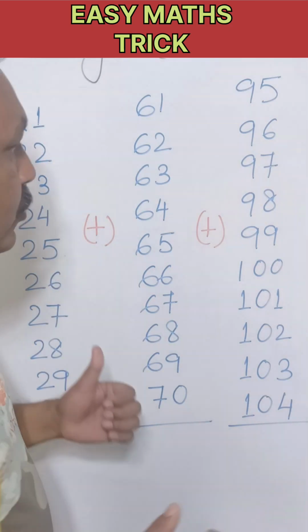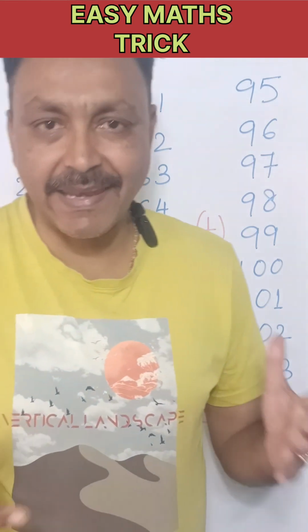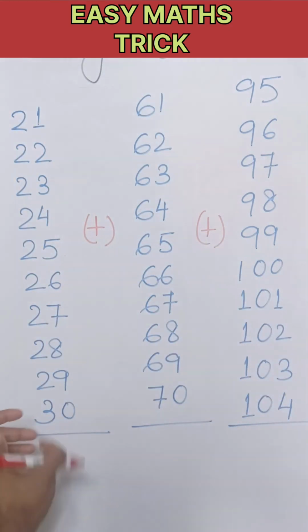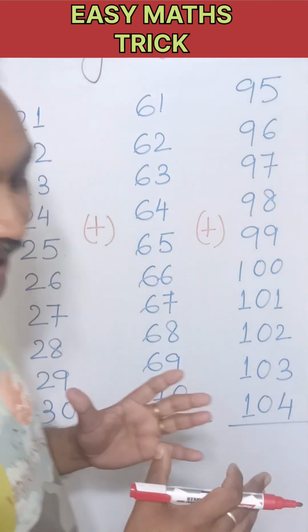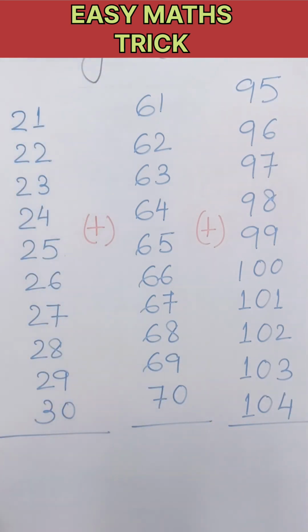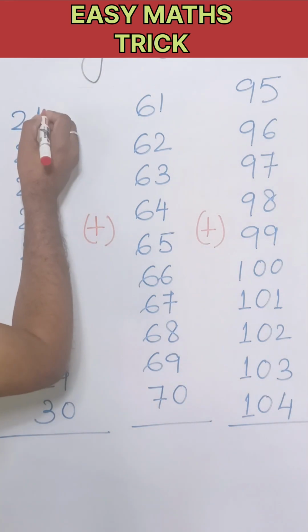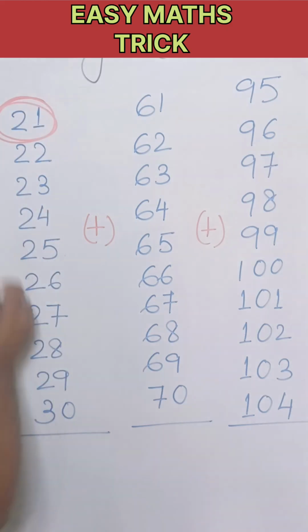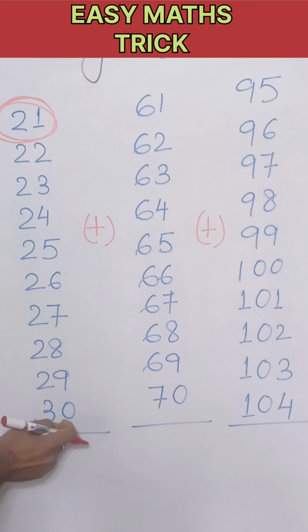So if I am going to add the natural numbers, it takes a little bit of time. But in this video, I will show you a trick. With this trick, you can easily find the solution. So what you have to do is take the starting number. Here the starting number is 21 and it ends with 30.